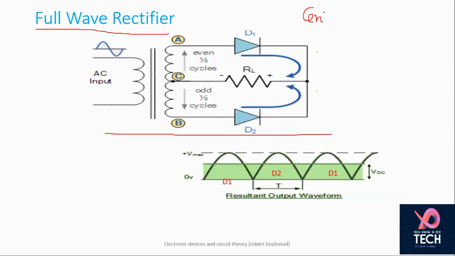Why is this called a center tap full wave rectifier? Because in this particular case, the transformer we are using is center tap. Normally in transformers, what happens? This is your transformer, this is your AC, and you are getting a step down output. Suppose this is your AC with more number of turns, then this is step down with fewer turns. So this is your step down transformer.